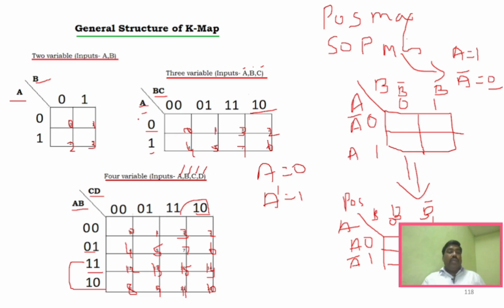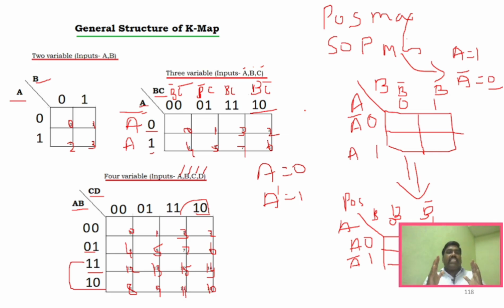Similarly, that is applicable here. If it is min term, what will you do? You will write this as A bar and A. And here you will write B bar, C bar. And here you will write B bar, C. Here you will write B, C. Here you will write B, C bar, correct? The opposite version is for max term. You will understand very clearly when you solve the problems.